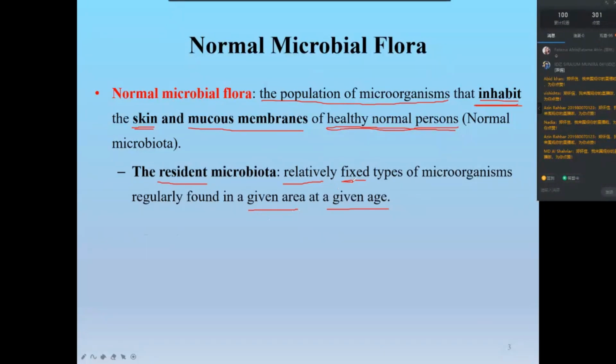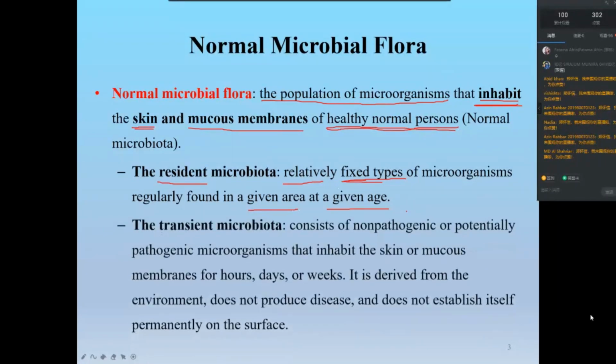For example, when you eat something, some raw food, it can carry in some pathogen, some microorganism. And those microorganisms might be not pathogenic or potentially pathogenic. They can live in our digestive tract for a short time. This we call transient microbiota.